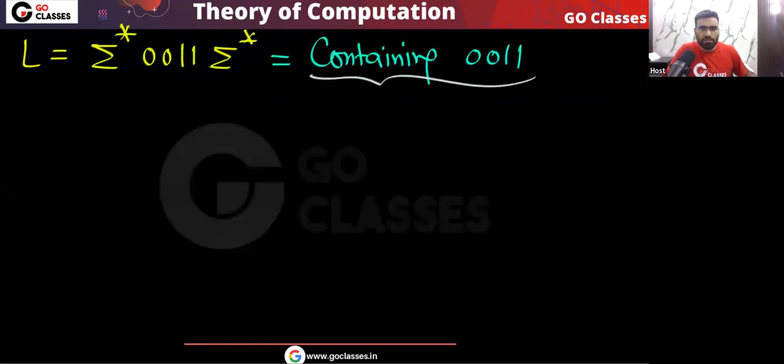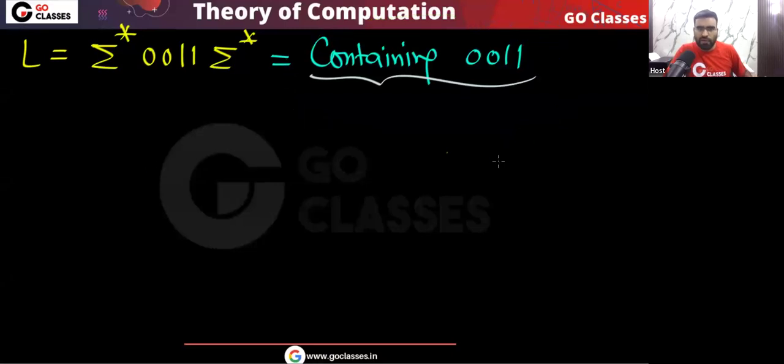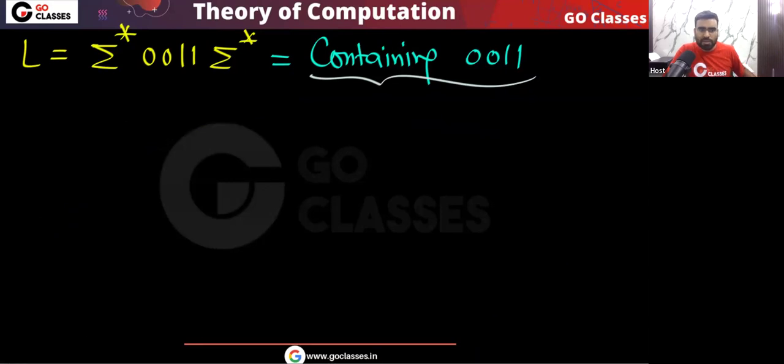So what you can do, this is the language L that is containing 0011. You can find the minimal DFA, and the number of states in this minimal DFA for L will be the same as the number of states in the minimal DFA for L complement. So very easily you can do. Tell me, containing 0011. This is what we want.